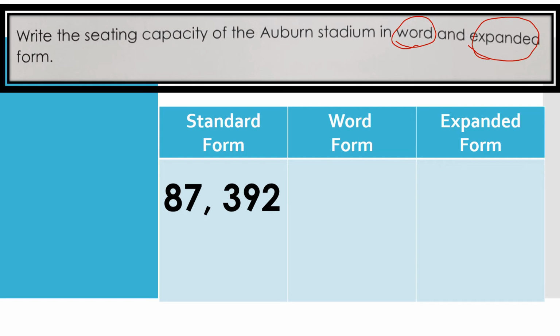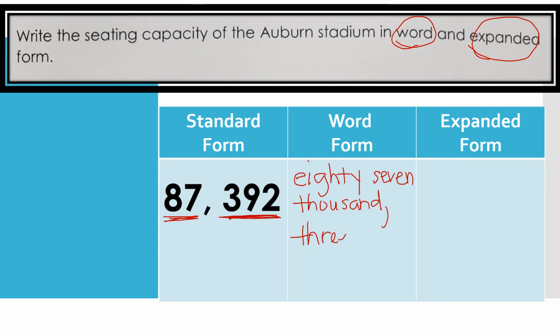So let's start out with our thousands period. We know we have 87,000. So we're going to write 87,000. And don't forget to put your comma after that. 87,000, and then we have 392. So we're going to write out 392.